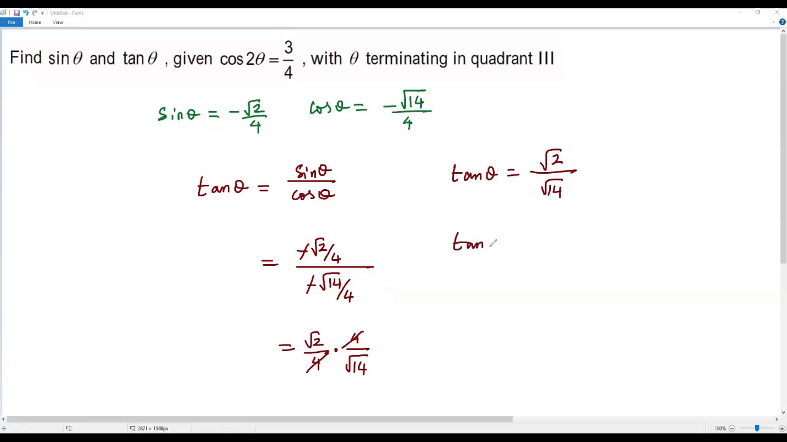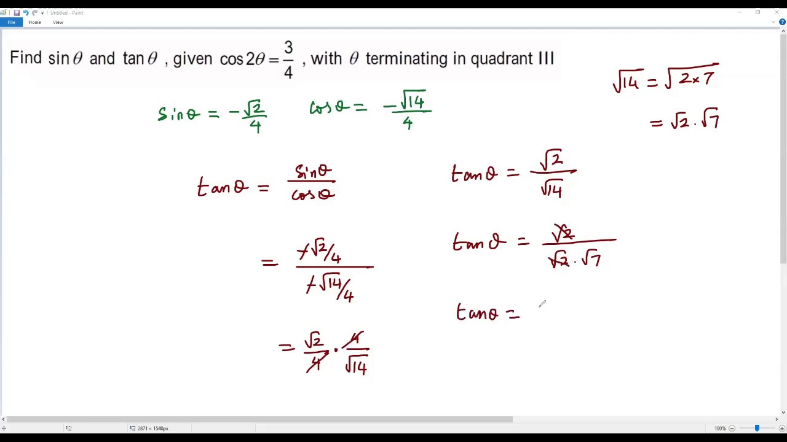Okay, still it can be simplified, that is square root of 2, and square root of 14 can be written as square root of 2 times 7. So 2 times 7 is 14. Whenever two numbers are multiplied inside the square root, we can take the square root separately for each number, that is square root of 2 times square root of 7. So that we can cancel, the square root of 2 will cancel out. So I am getting tangent theta is equal to 1 over square root of 7.